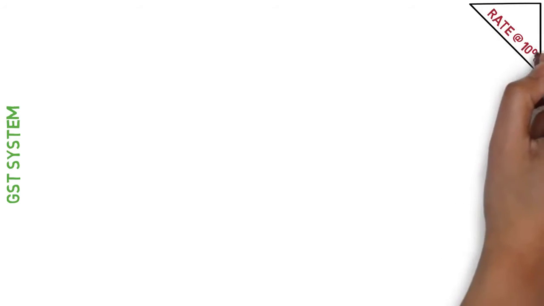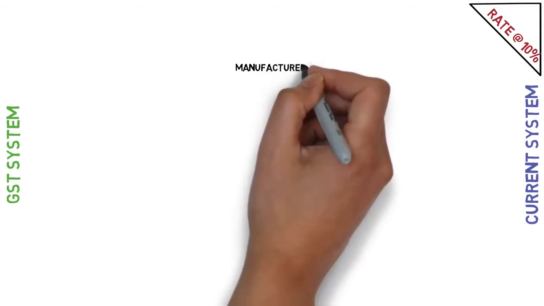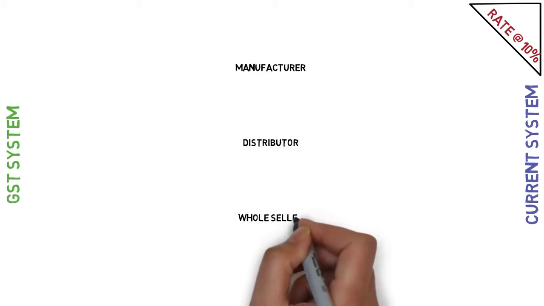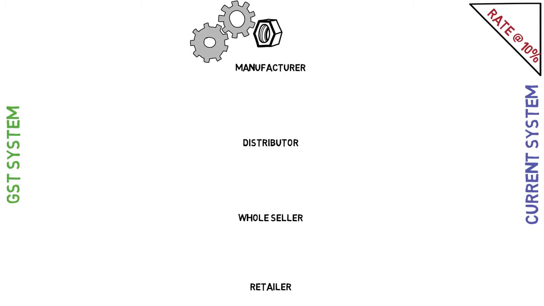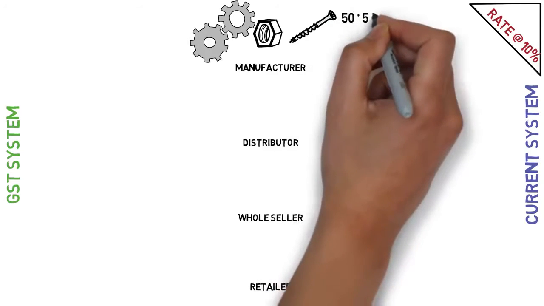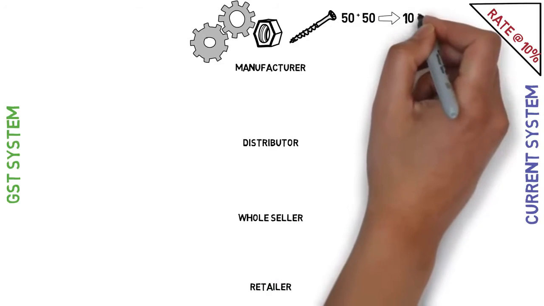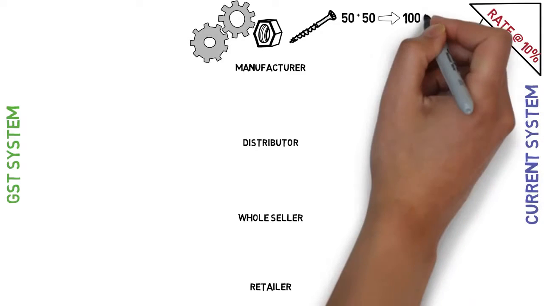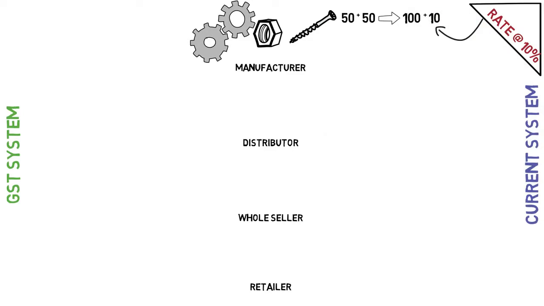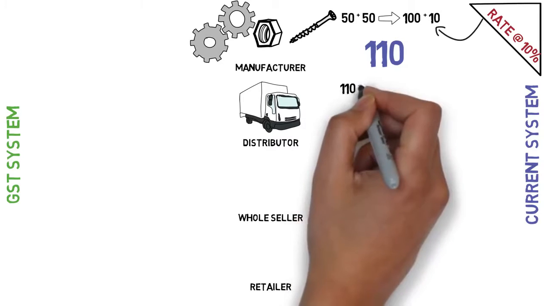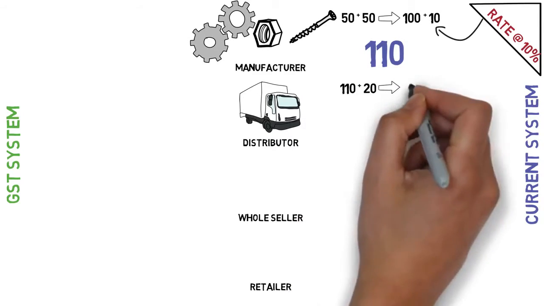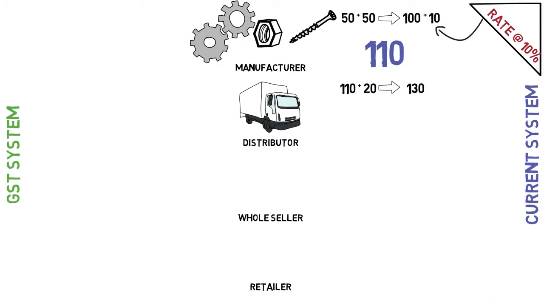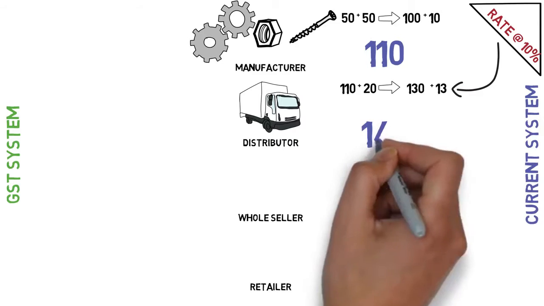Consider a simplified tax rate of 10% at each level. There are generally 4 levels: manufacturer, distributor, wholesaler and retailer. The manufacturer buys raw material of, let's say, 50 rupees, and manufactures the product, which adds 50 rupees of value to it. So the product becomes 100 rupees. For selling this product, he needs to pay 10% tax, which is 10 rupees. So the cost of the product for the distributor is 110 rupees. The distributor adds value of 20 rupees, which is nothing but his profit. So the price becomes 130. The distributor also sells it by adding 10% tax of 13 rupees. So the product is 143 rupees now.